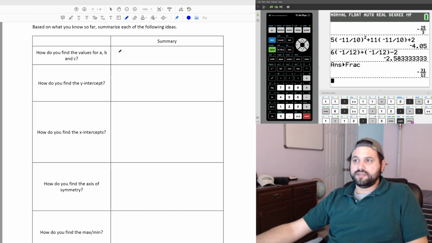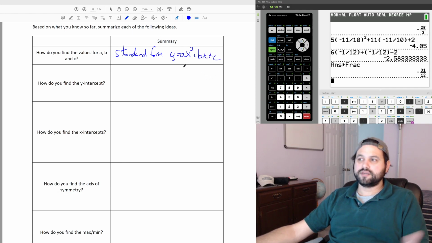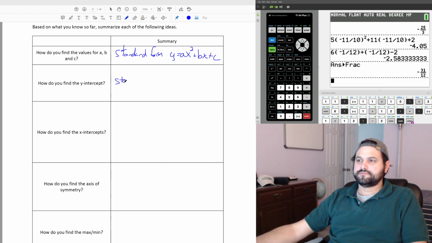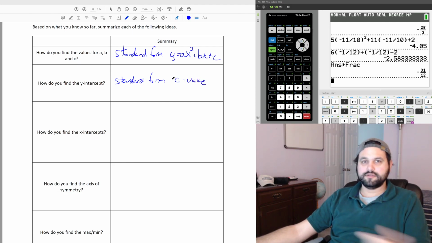Well, for that, we need to be in standard form. So standard form, which is y equals ax squared plus bx plus c, right? And then we can just look and see what's a, what's b, what's c. How do we find the y-intercepts? Again, standard form, it's the c value, right? That's what I was doing on all of those problems. How do you find the x-intercepts?